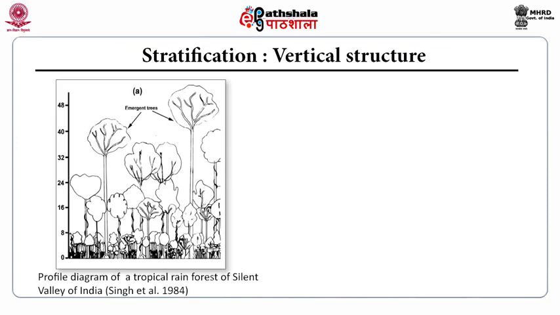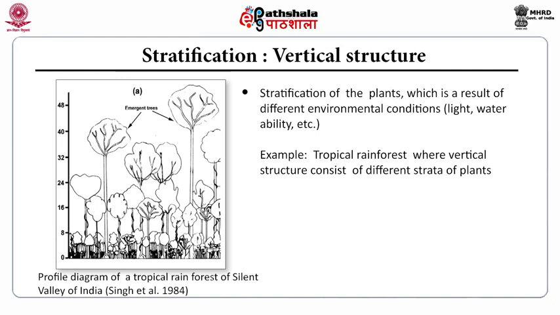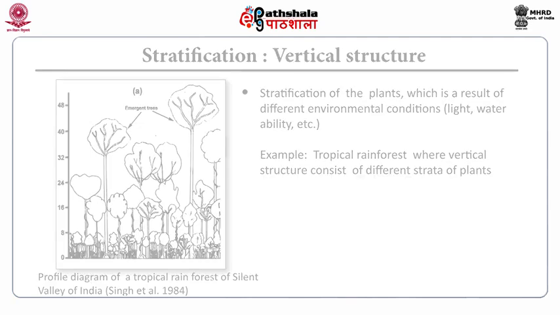So this is a profile diagram of a tropical rainforest of the Silent Valley of India. In this stratified ecosystem, we see the plants, which are the result of different environmental conditions, and they occur in different strata vertically. So an example of a vertical structure in an ecosystem is the tropical rainforest, where the vertical structure consists of different strata of plants.